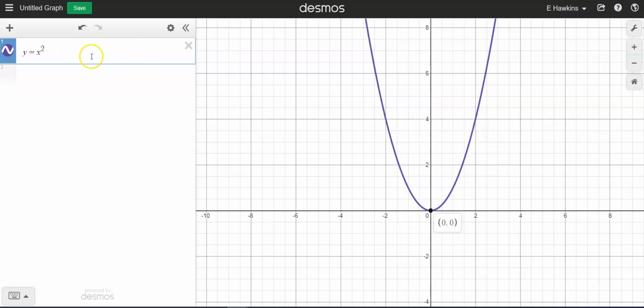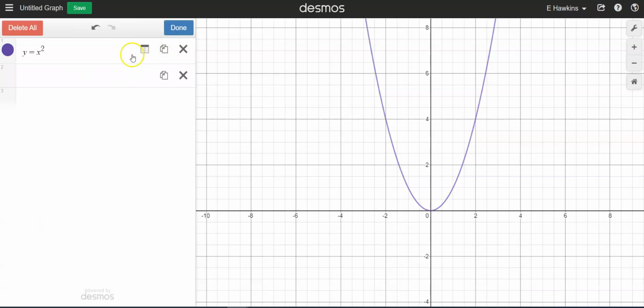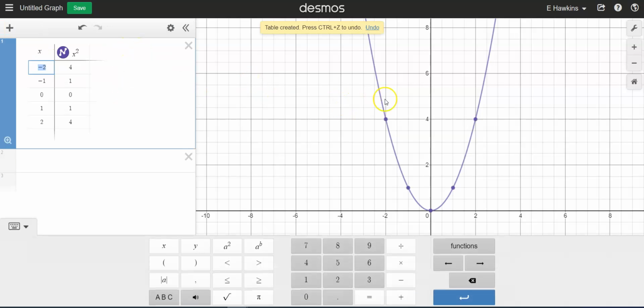So take a moment, and we can convert our equation to a table by hitting the little gear here and then going to the table, and now we can also see the values in the table. So take a moment and jot those down if you need to. So now let's take a look at some transformations using our parent graph of y equals x squared.